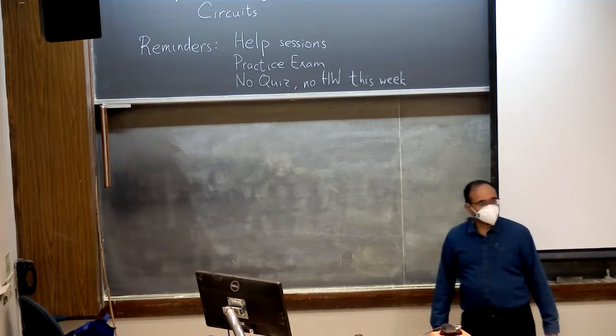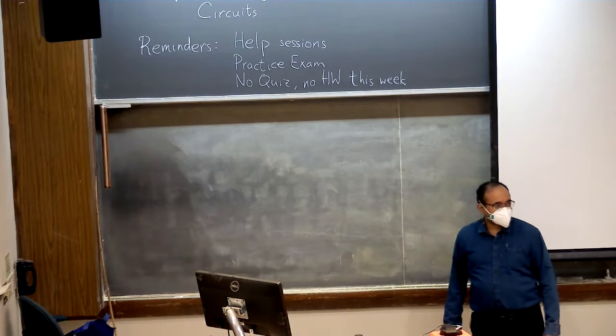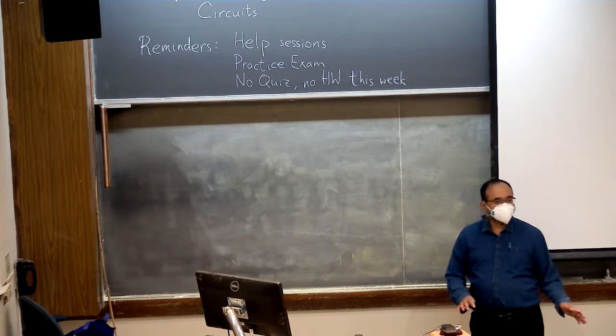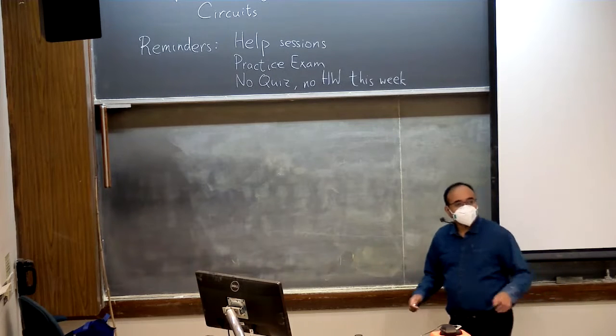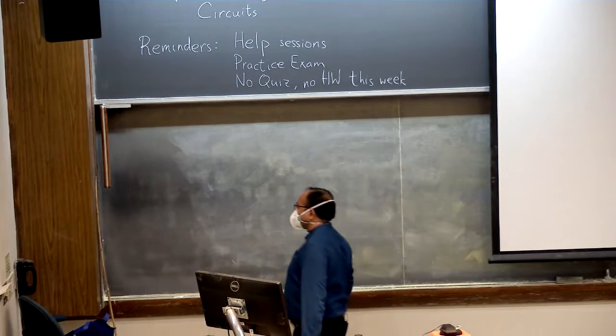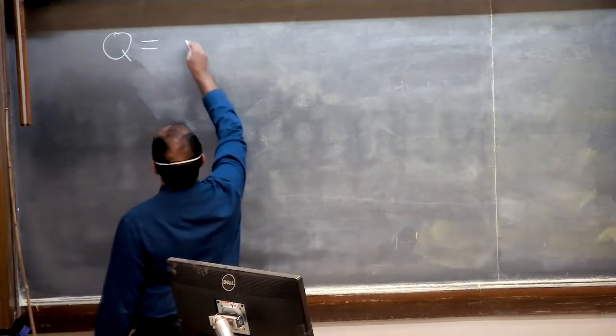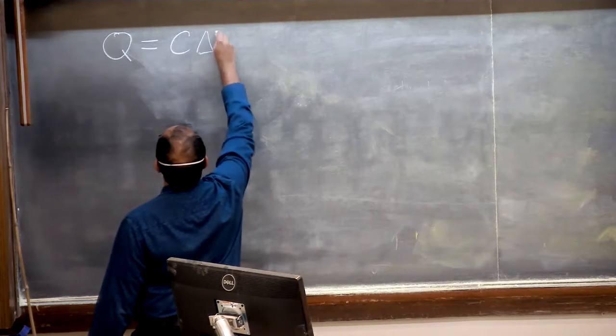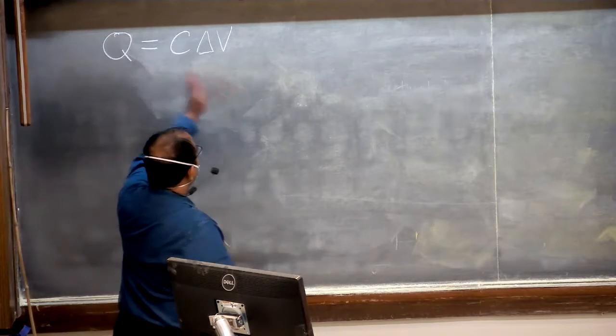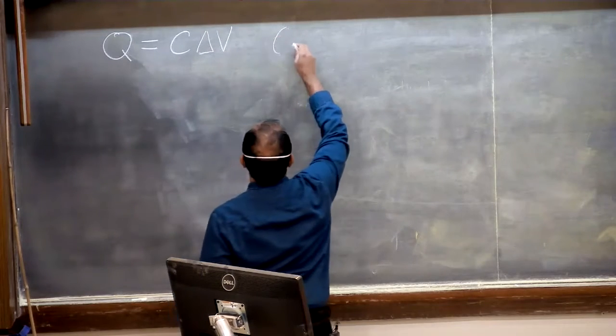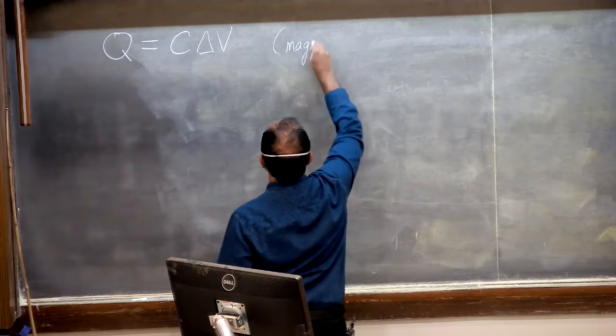All right, any questions before we dive back into capacitors? No? Okay. So last time we talked about capacitance. The two most important things we learned were the fundamental equation for capacitance, which is Q equals C delta V. All of these are magnitudes. They're all positive.